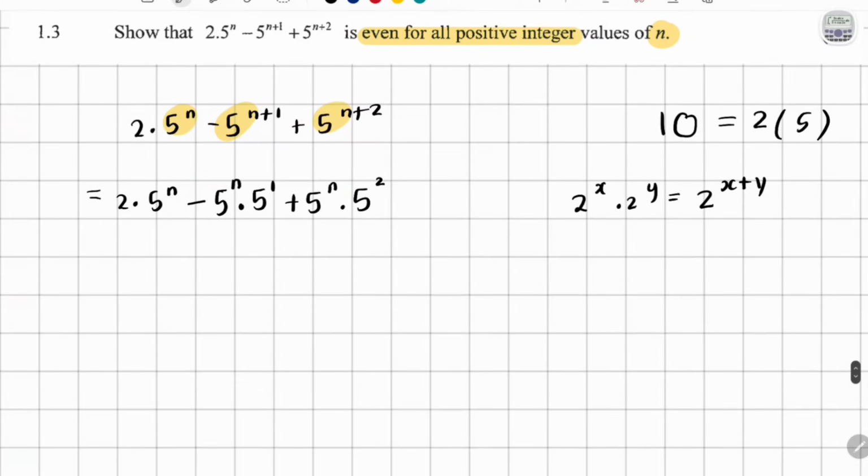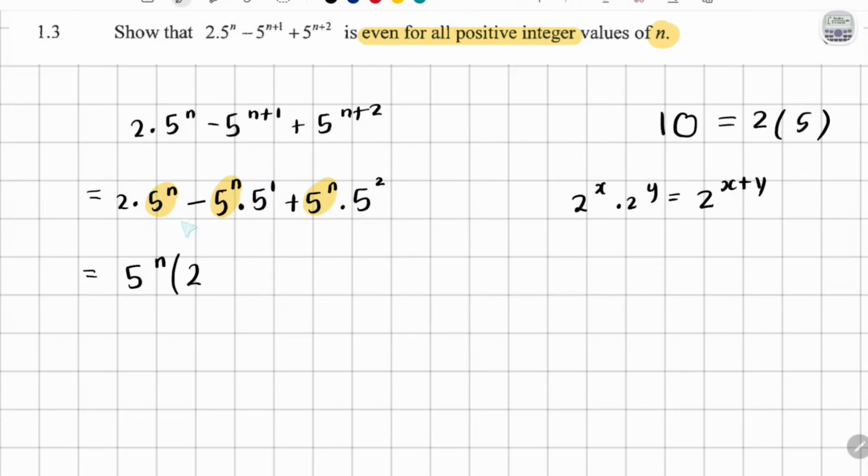Okay, now like this, you'd be able to easily see that 5 to the power of n is common in each term, in each of these 3 terms in the expression. So I'm going to take 5 to the power of n out as a common factor. This is a method of factorizing. So 5 to the power of n out as a common factor, open a bracket. In the first term, what do you have left? We have 2, so we just have 2 there.